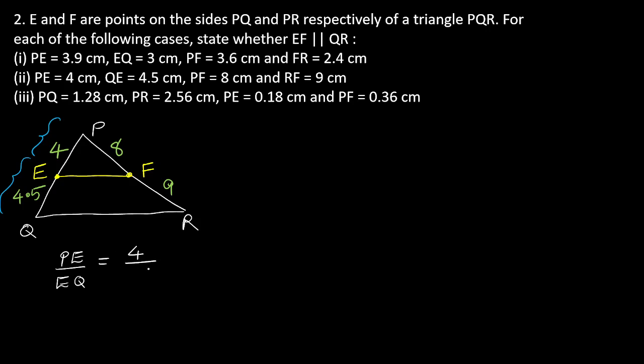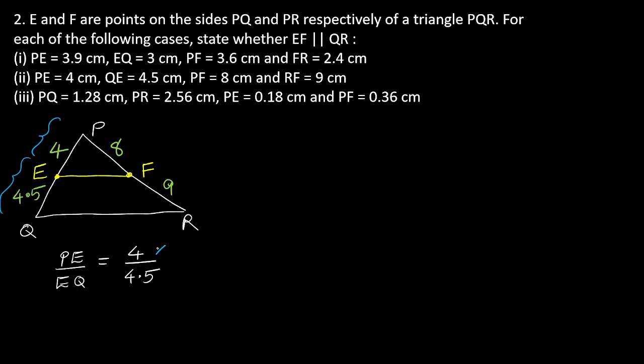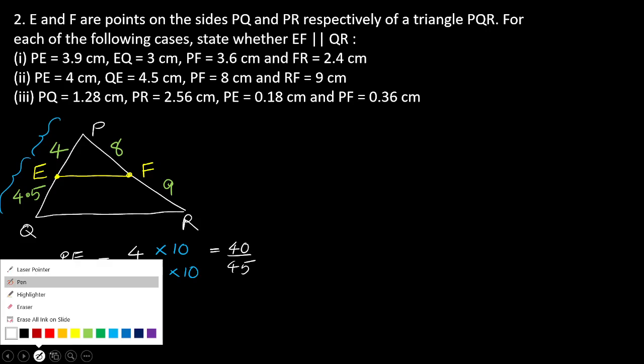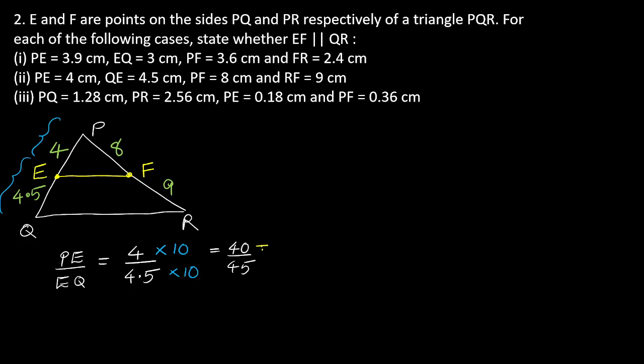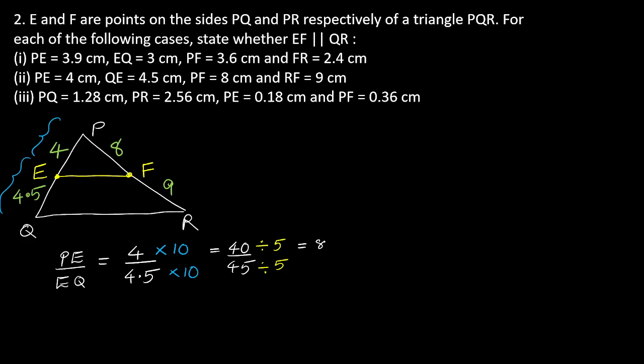PE equal to 4 and QE equal to 4.5. The left side ratio is 4 by 4.5. Let me do the simplification. Multiplying numerator and denominator by 10, I can avoid the fraction. 40 by 45. Later you may reduce it further by dividing by 5. I got 8 by 9.